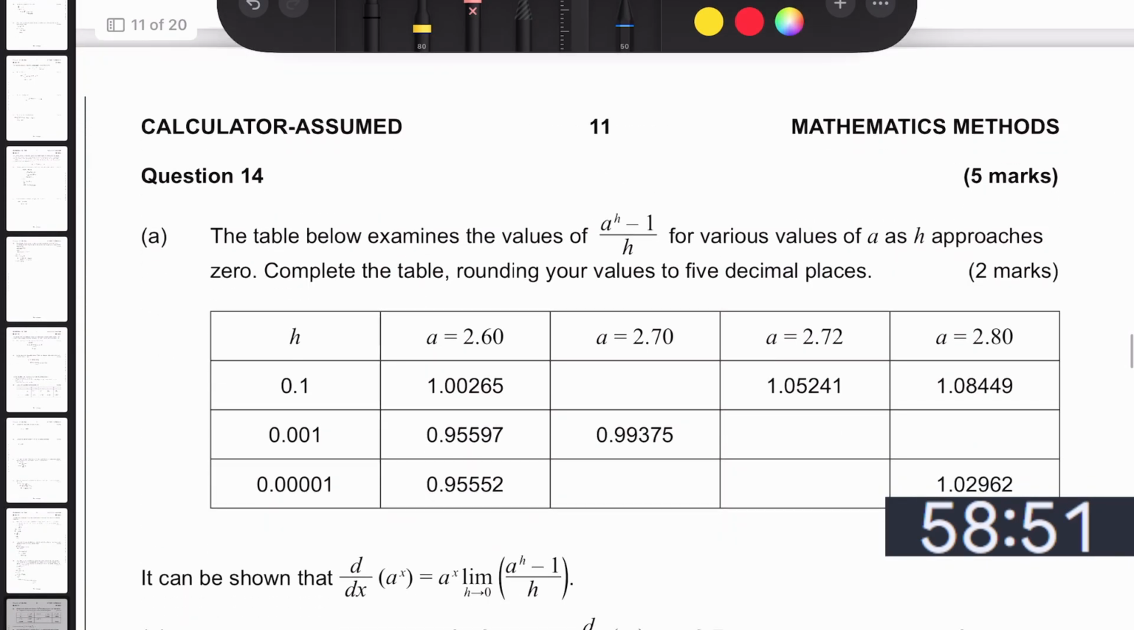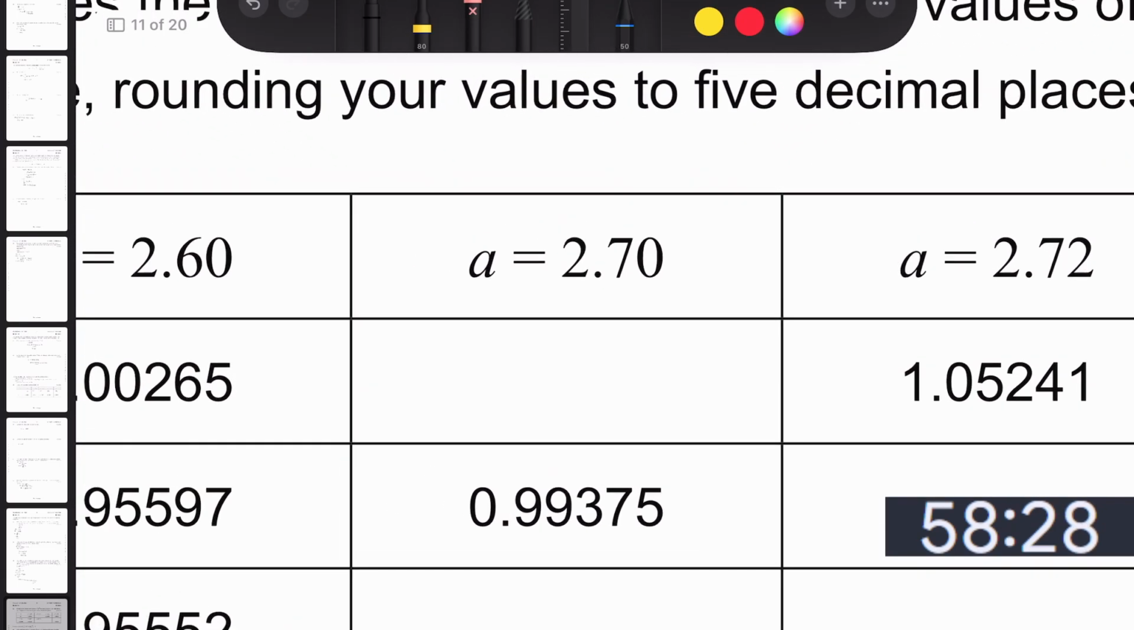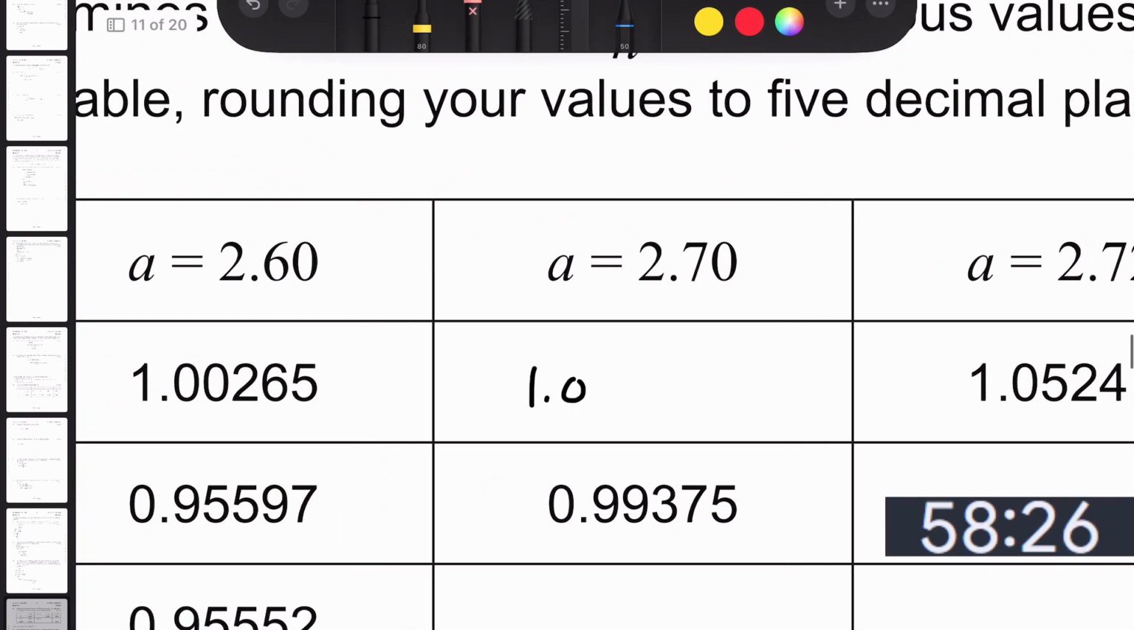Okay. The table below examines the values of a to the power h minus 1 over h for h approaching 0. Complete the table, rounding to 5 decimal places. What is this? 2.7 to the power of 0.1 minus 1, over 0.1. And this one is 1.04425.